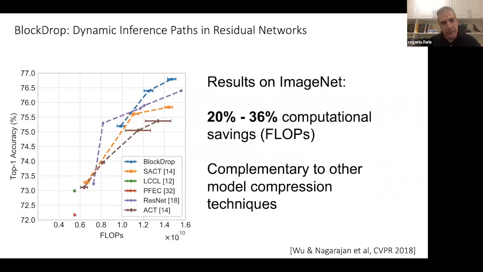So here are results on ImageNet. We are able to save about 20 to 36% computation in terms of flops. And we have compared with several other adaptive computation methods. And the key here is that this method is complementary to other model compression techniques, for example, pruning and quantization. And that could be potentially used in tandem with these techniques as well.